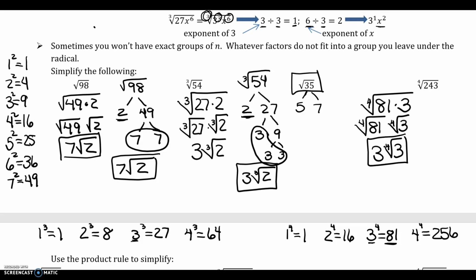I can also break this down into 3 times 81, which is 9 times 9, which is 3 times 3 times 3.